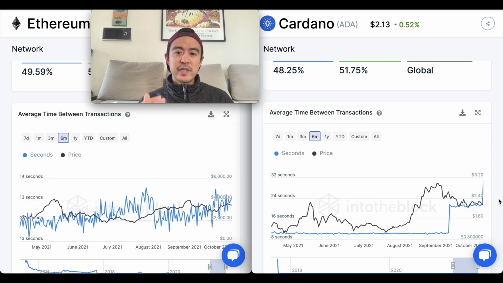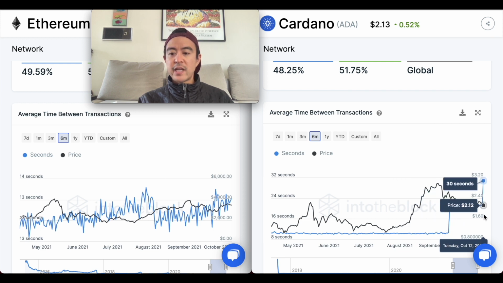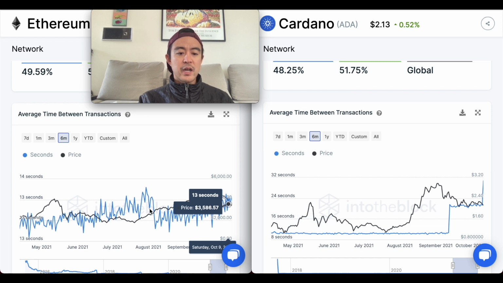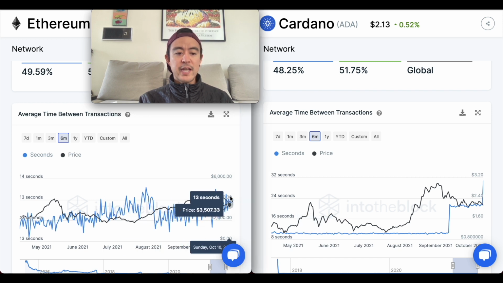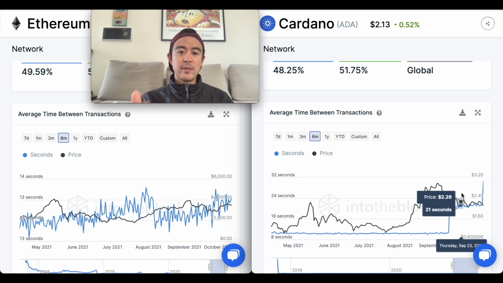Now the average time between transactions. This is a bearish indicator for Cardano because, as we can see, the average time is increasing. It's increasing from 10 to 20 and now spiking up to 30. So this may be a spike or this may be a continuing trend. I'm not sure. But with Ethereum, we're going sideways. And right now, the time is 13 seconds between transactions. So, of course, obviously, if the average time increases for transactions, that's bad. But this just may be a spike, and I will keep an eye on this.